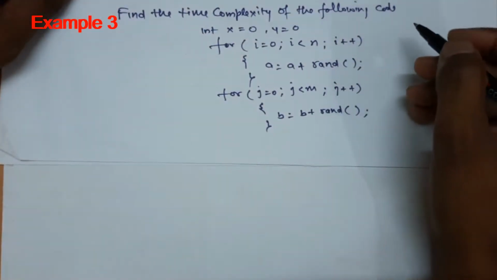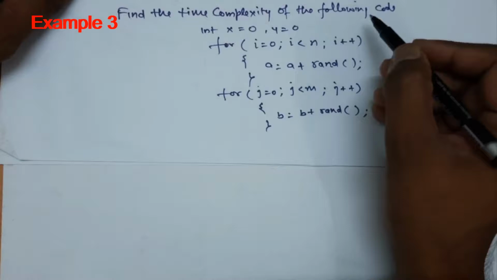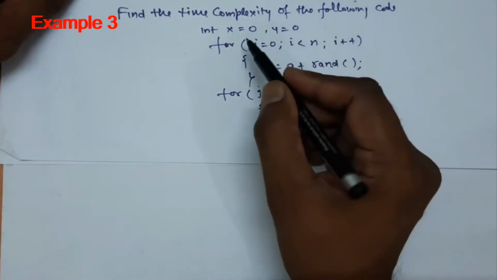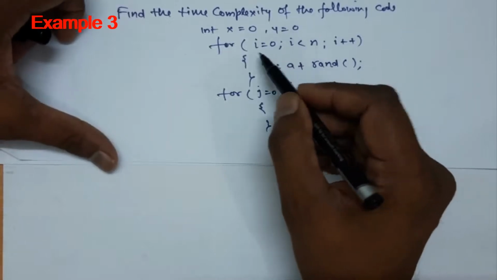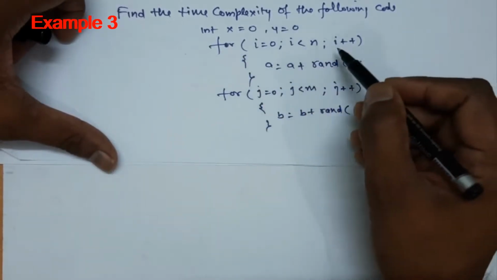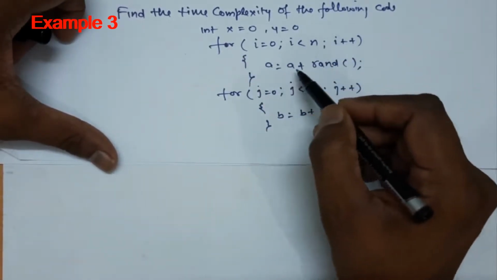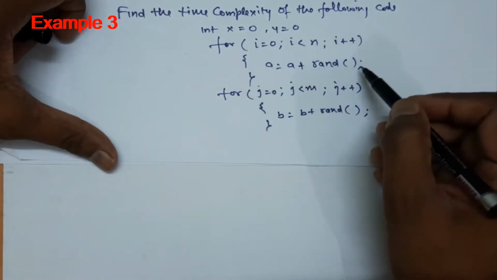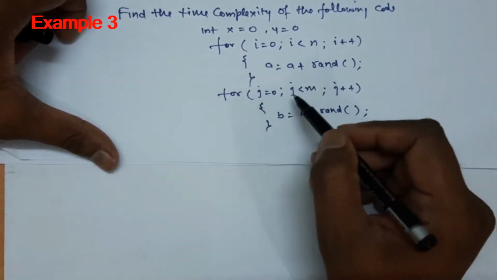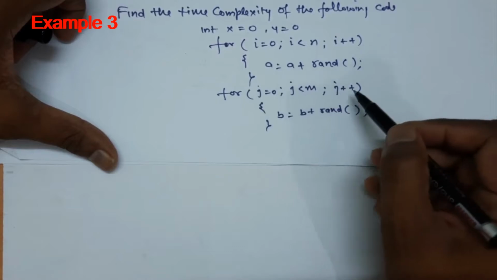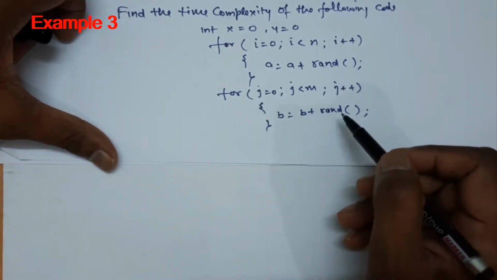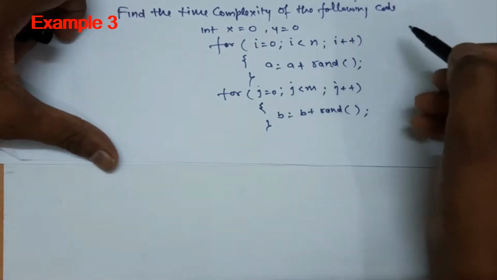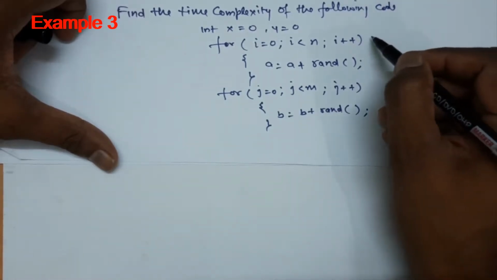Let us see the next question. Find the time complexity of the following code: x equals to 0, y equals to 0, for loop i equals to 0 to n, a equals to a plus random function. Another loop for j equals to 0, j less than m, j plus plus, b equals to b plus random function. Okay, so let us find the time complexity.